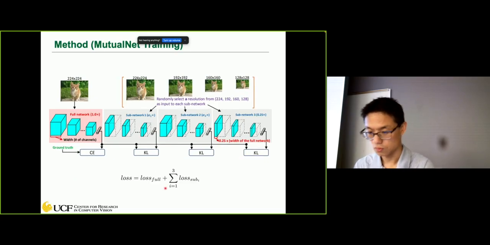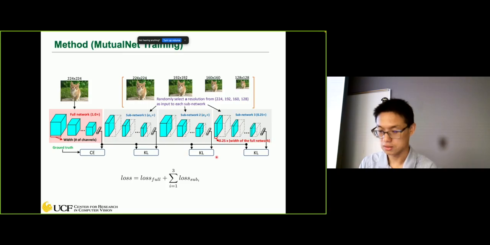In this case, we'll have a bunch of loss terms summed together. We have the full network loss, cross entropy. We also have these subnetwork losses. In this particular example, we have 3 subnetworks, so we sum them together, and they all have KL divergence loss.